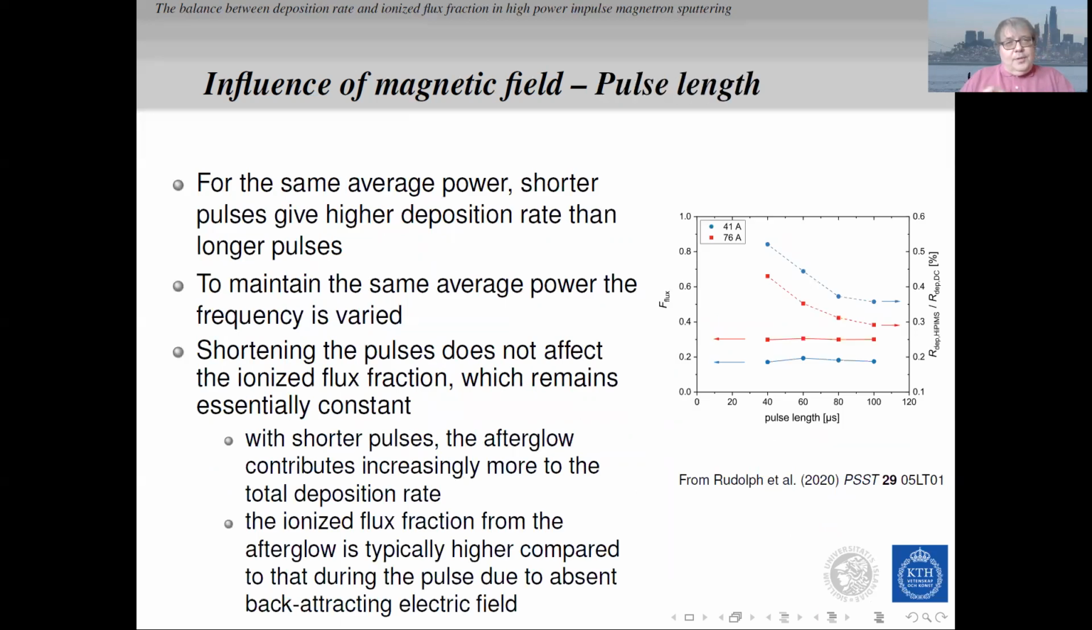We have also tried out shortening the pulse, and we see that by shortening the pulse, we can increase the deposition rate. This is the deposition rate normalized by the DC deposition rate at the same average power. By shortening the pulse, we increase the deposition rate in the HIPIMS case, while the ionized flux fraction remains the same. And this is because beta is basically controlled by the electric field caused by the applied discharge voltage.